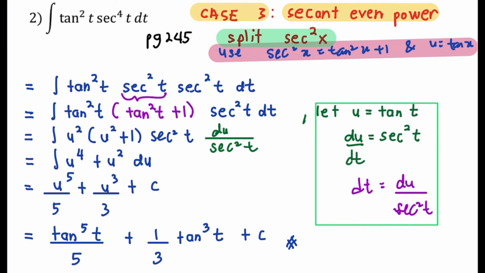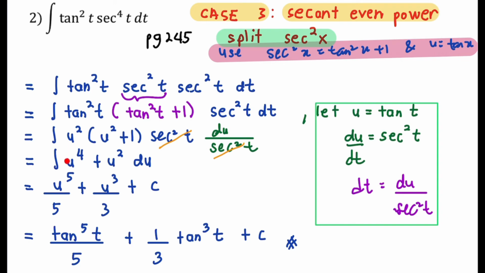So let's rewrite everything now in terms of u. So this is u squared. This is u squared plus 1. This is just rewriting back secant squared t. And your dt is du over secant squared t. So now this is ready to be cancelled out, the common term. So let's cancel it out. Therefore, let's expand whatever is given here. You have the integral of u to the power of 4 plus u to the power of 2 du.